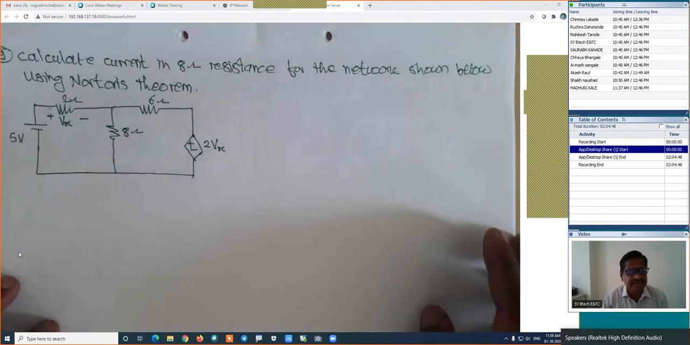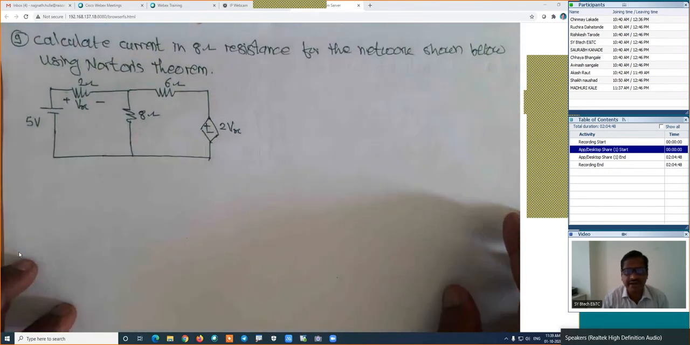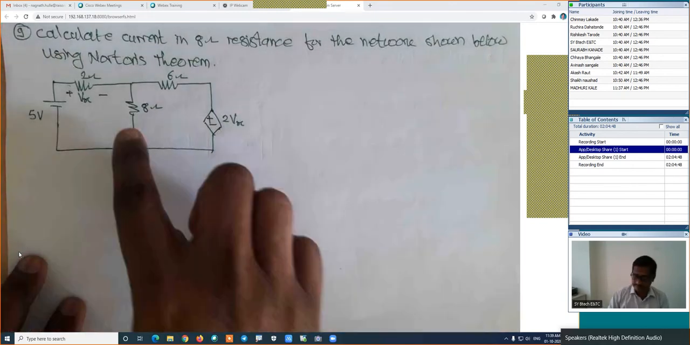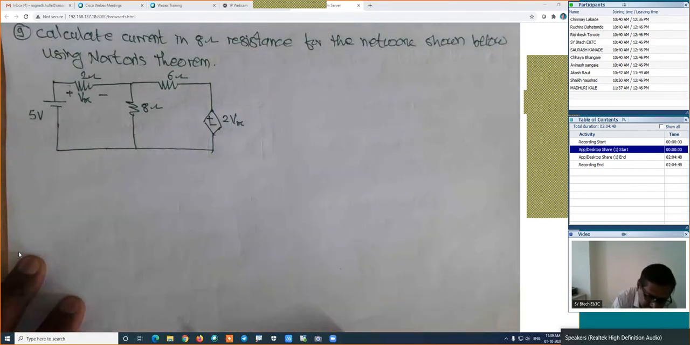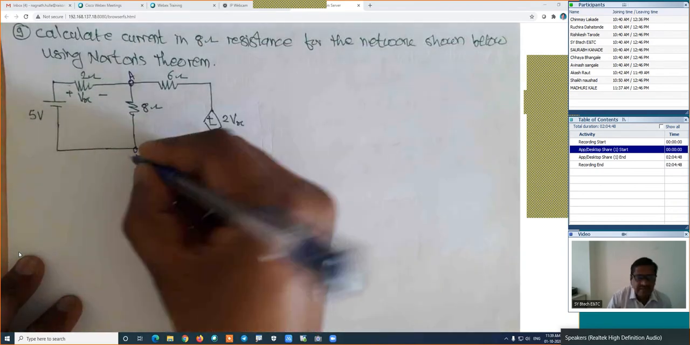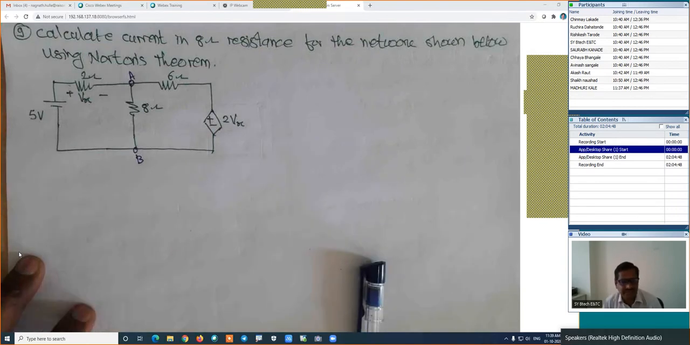Now here in this case, calculate the current in the 8 ohm resistance for the network shown below using Norton's theorem. This is 8 ohm. Here is the A point and this is the B point. It is simple, and I am expecting the answers from your side.